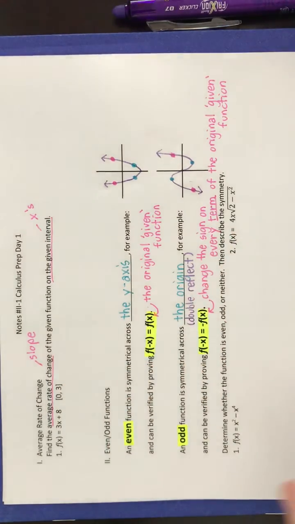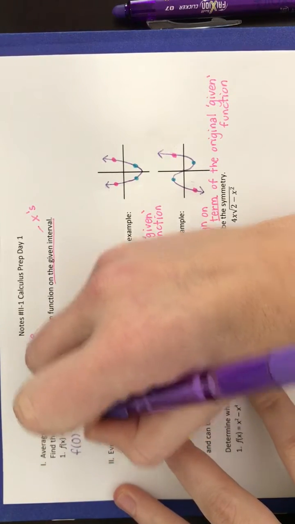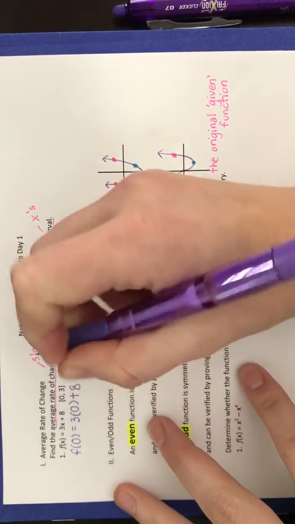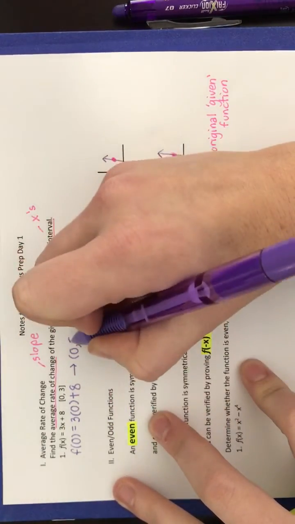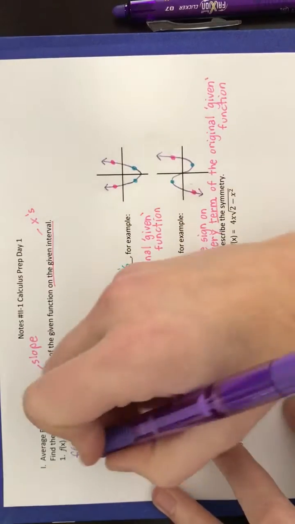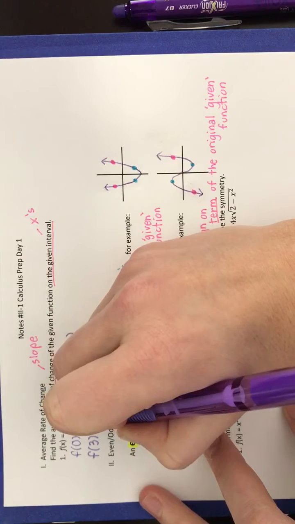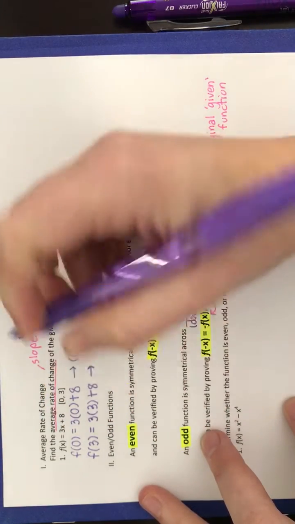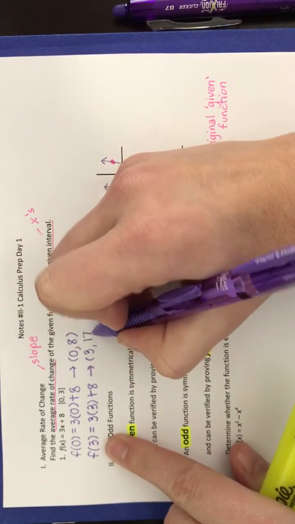So first we are going to determine f of 0 equals 3 times 0 plus 8. So therefore we get the coordinate (0, 8). And then determining f of 3, that would equal 3 times 3 plus 8, so 9 plus 8, so we would have the coordinate (3, 17).